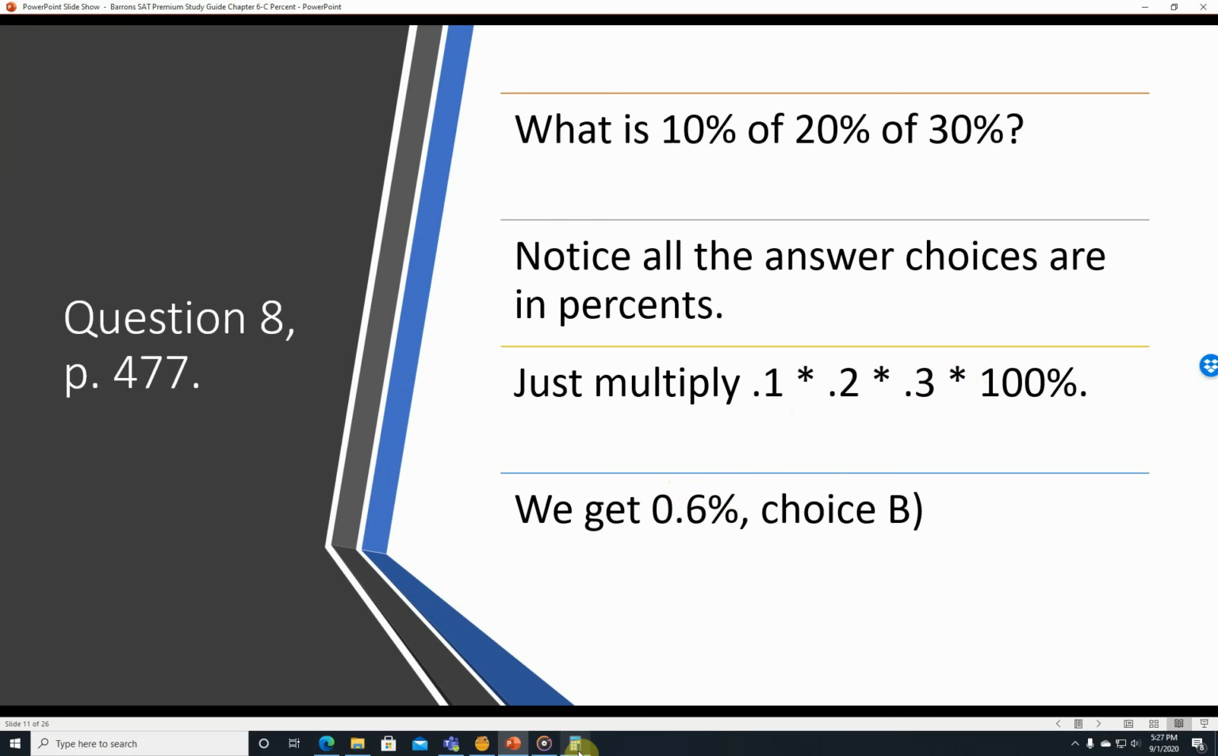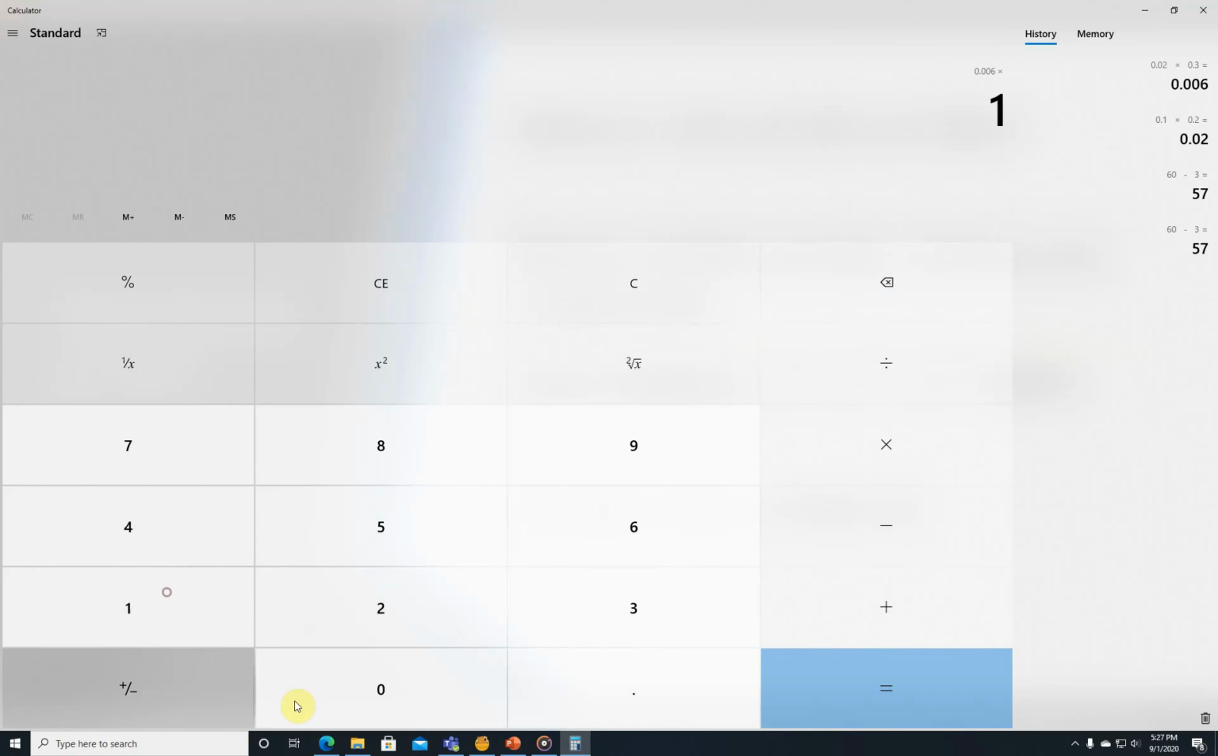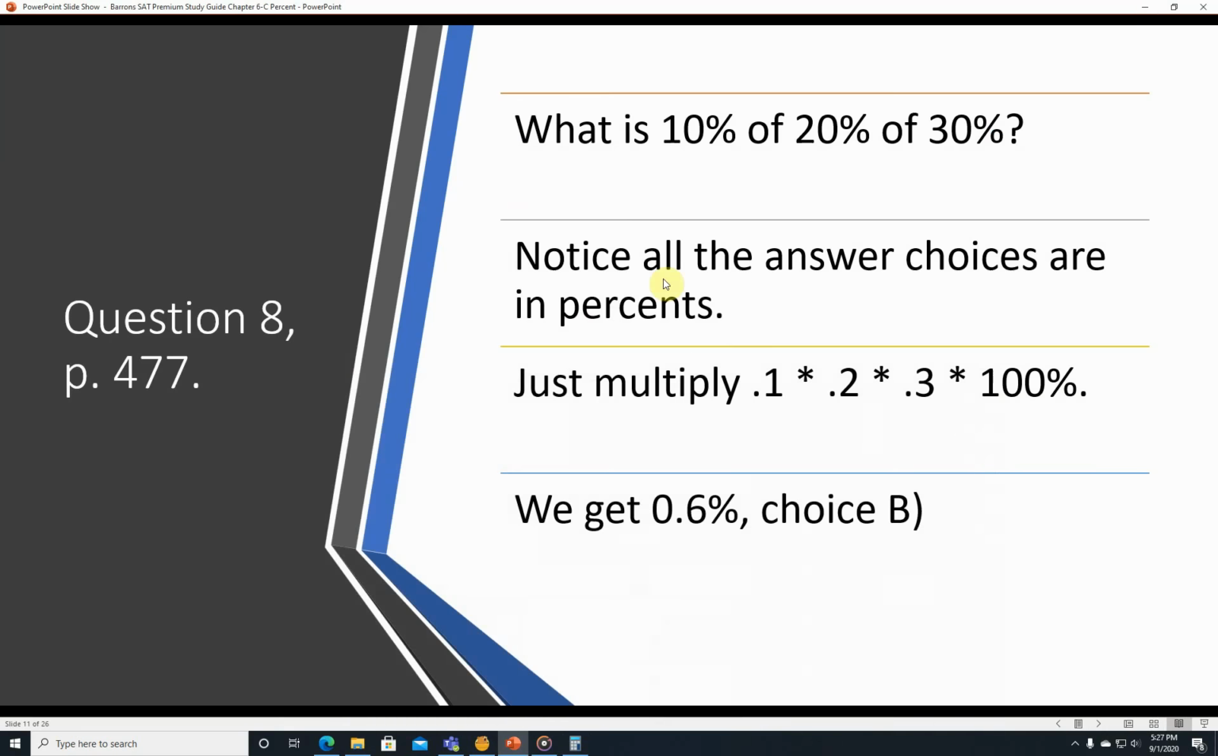Because if you do this on your calculator, we can do it. 0.1 times 0.2 times 0.3. So we get 0.006, but we have to multiply it by 100 to get the percentage, right? So that's 0.6%. Is that awesome? Yes, that is super awesome.